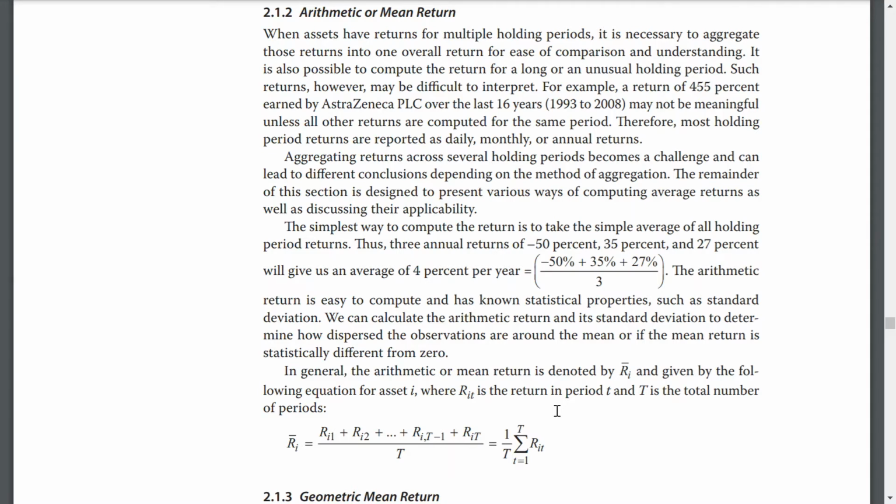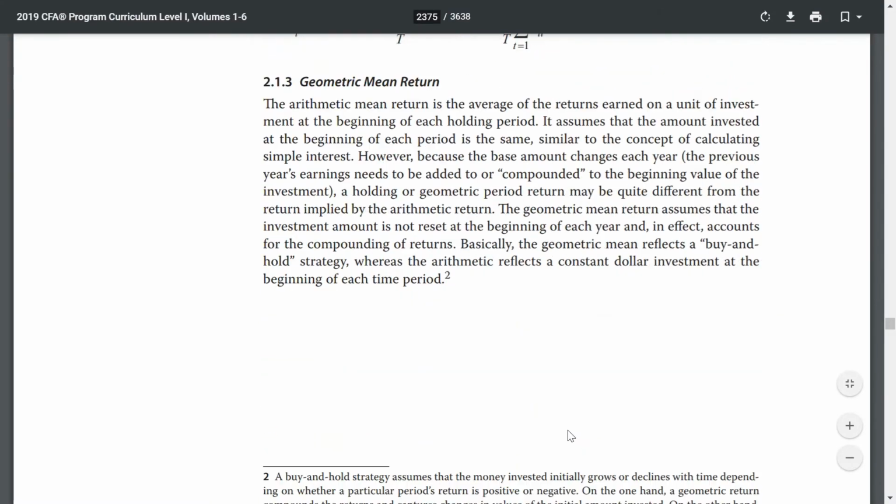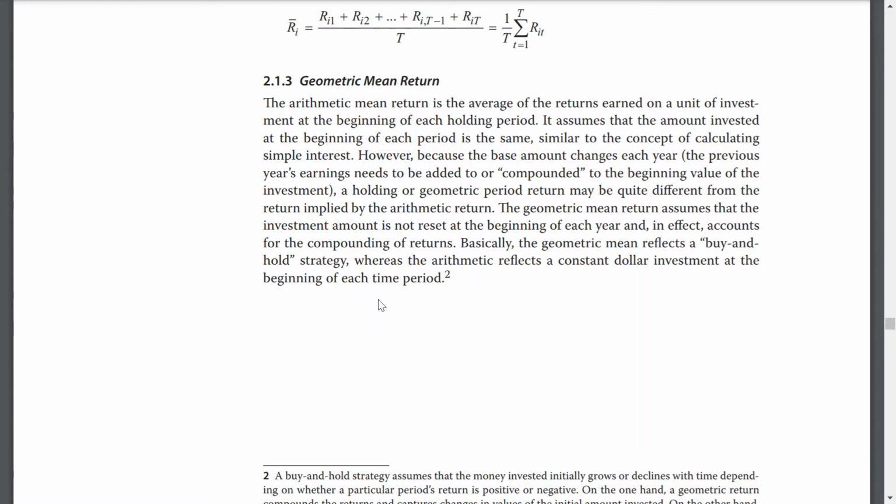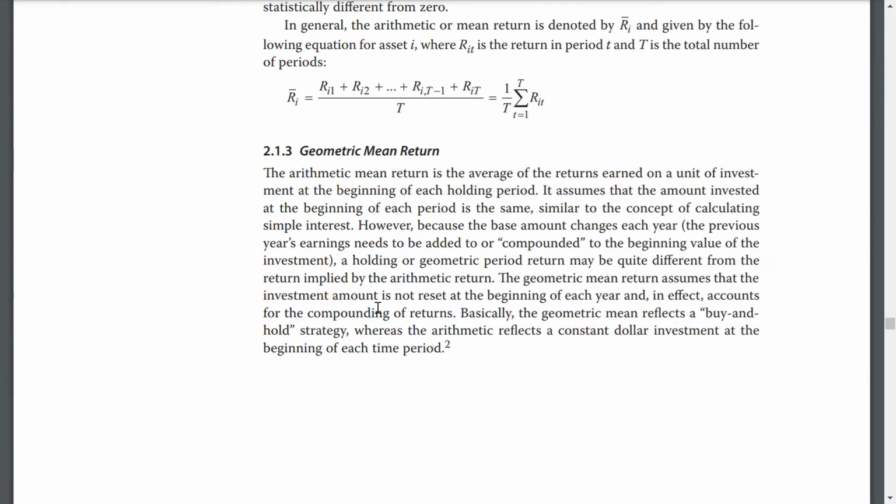Geometric mean return. The arithmetic mean return is the average of the returns earned on a unit of investment at the beginning of each holding period. It assumes that the amount invested at the beginning of each period is the same, similar to the concept of calculating simple interest. However, because the base amount changes each year, a holding period return may be quite different from the returns implied by the arithmetic return.